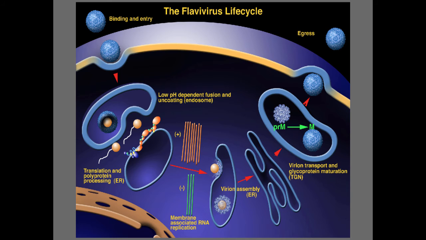Eventually it gets to the trans-Golgi network where it sees the protease furin, which is required to cleave a viral membrane protein, the viral M protein. That's a final maturation step, and then it gets out.